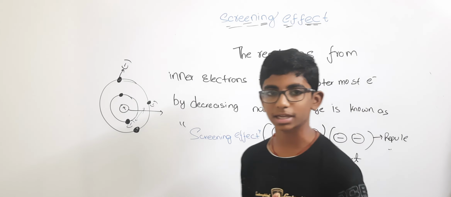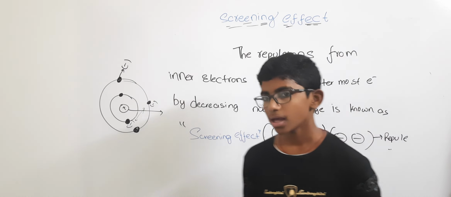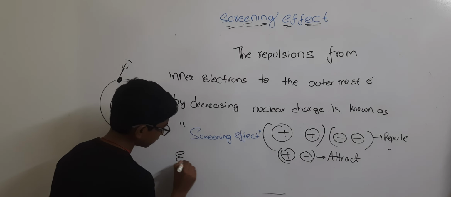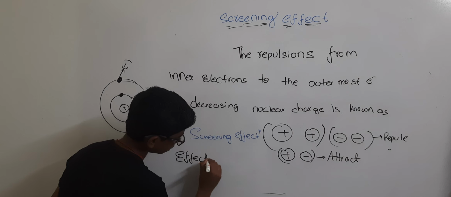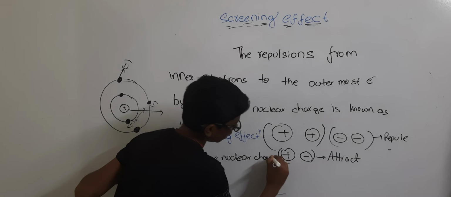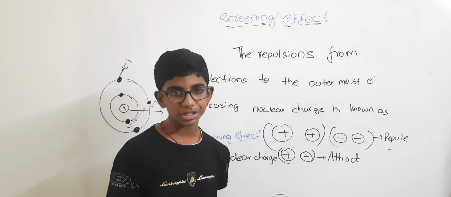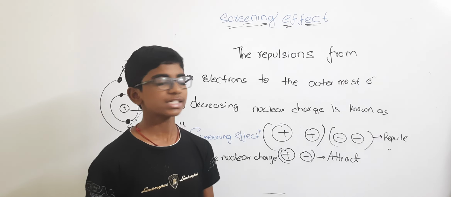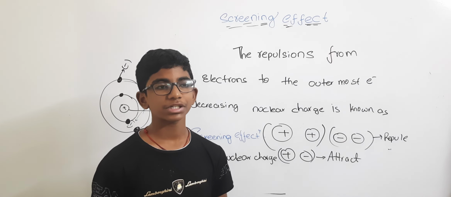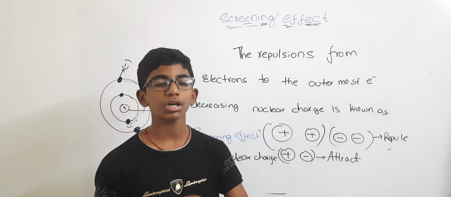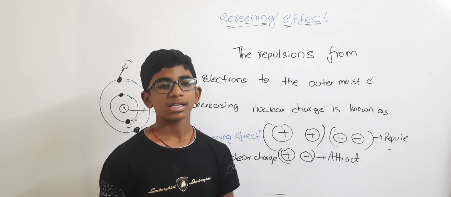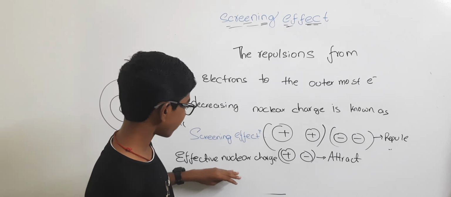Another definition for the sealing effect: in this way, the decreased nuclear charge is known as effective nuclear charge. I think you understand briefly what is meant by the sealing effect. Now we discuss the effective nuclear charge. What is meant by effective nuclear charge? By the sealing effect, the repulsion from the inner electrons towards the outer electrons decreases the attraction from the nucleus of an atom. The decreased attraction from the nucleus is known as the effective nuclear charge.